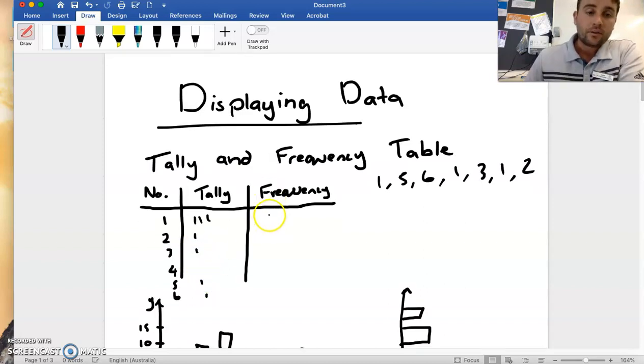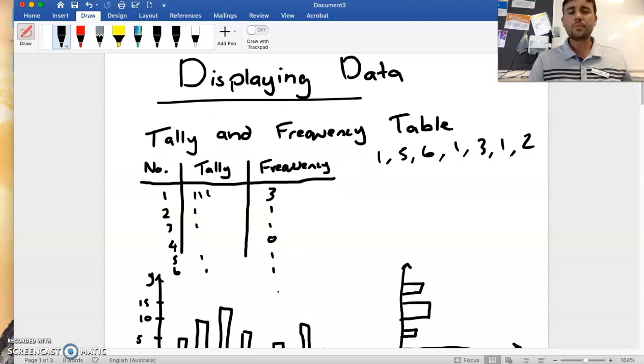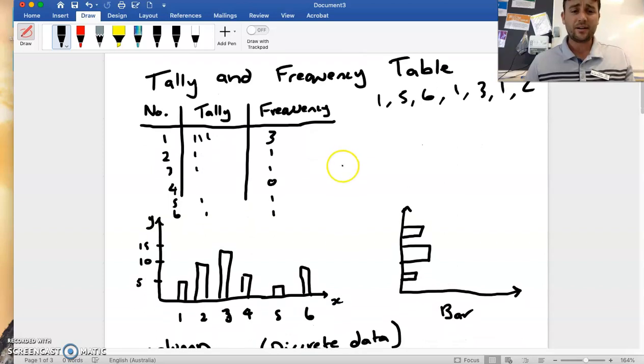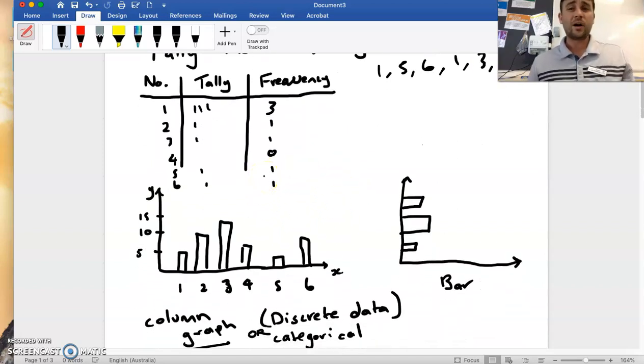Okay. Frequency. How many times this tally appears? 3, 1, 1, 0, 1, 1. Pretty simple tally and frequency table. So that's one good way of tracking data. Next thing is representing in a graph.